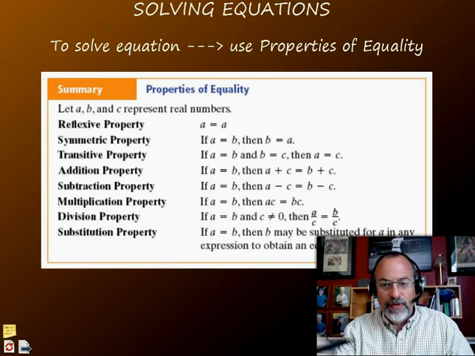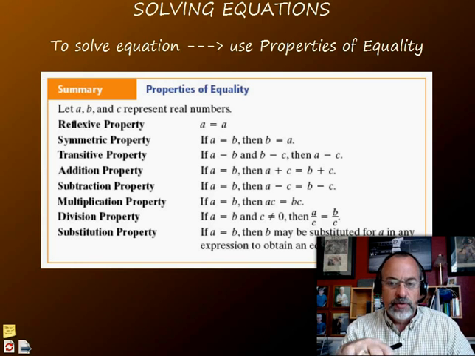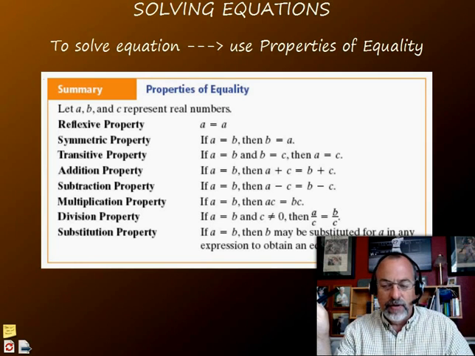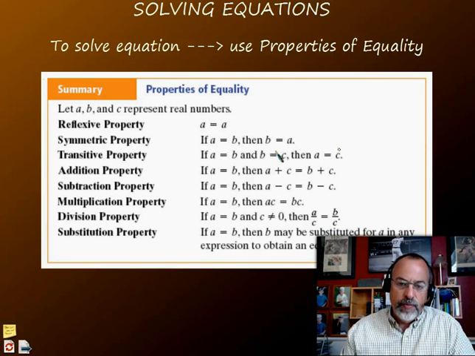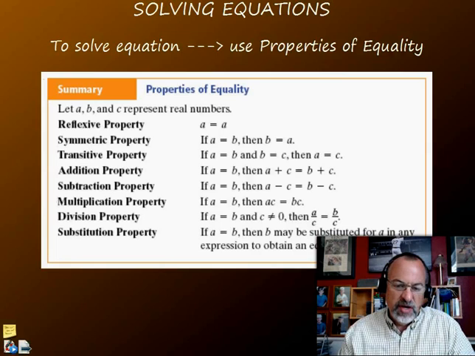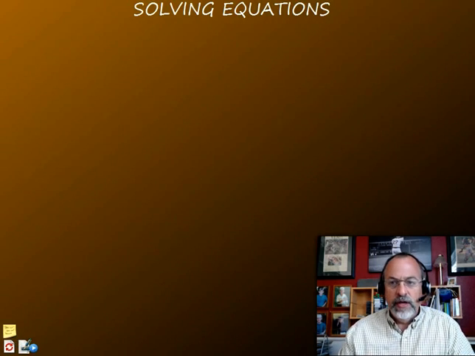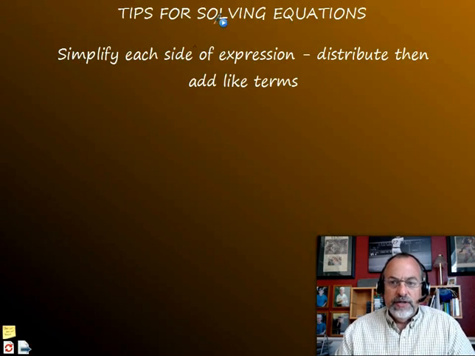You can add the same thing to both sides, subtract the same thing from both sides, multiply everything by the same number, divide everything by the same number. All of those properties you've seen before. These other properties we use from time to time, and we'll talk about them when we use them. All right, so some tips.